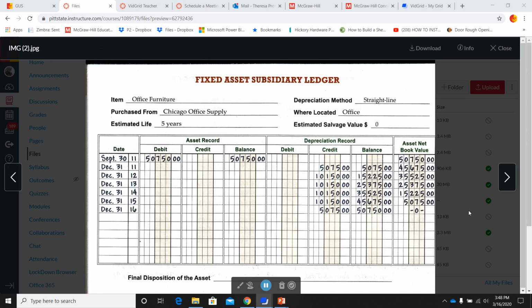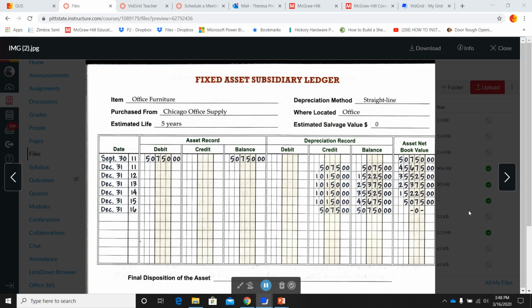When they put that in, they put it in the credit column for depreciation record, and the total amount of accumulated depreciation is that balance column. And the book value then got reduced to $45,675 at the end of December 31st, 2011. I should note up here that the salvage value of this thing is 0. At the bottom, there's an area that allows us to talk about the disposition of the asset. So the disposition of the asset can be listed here as well. I just wanted to go over with you what the fixed asset subsidiary ledger looks like.